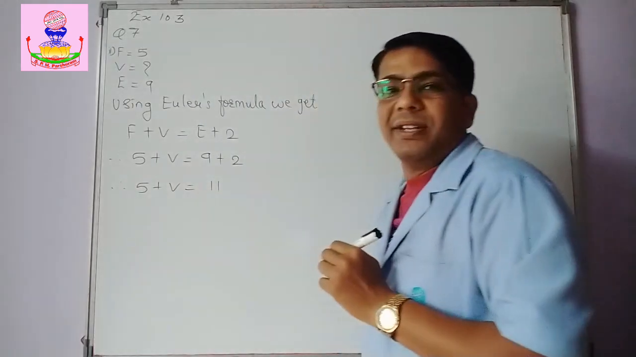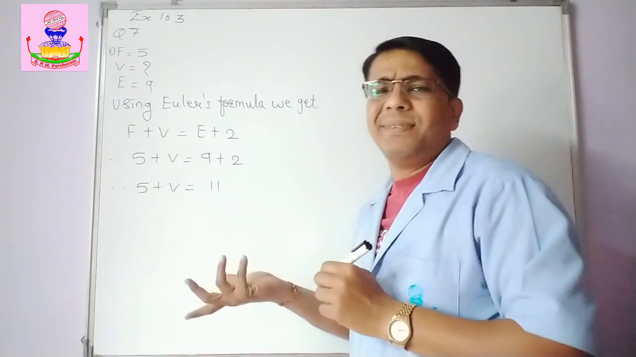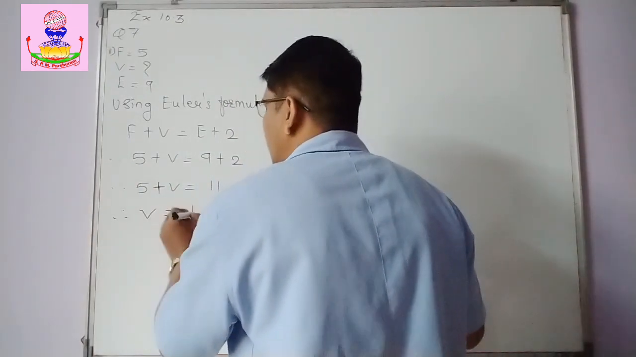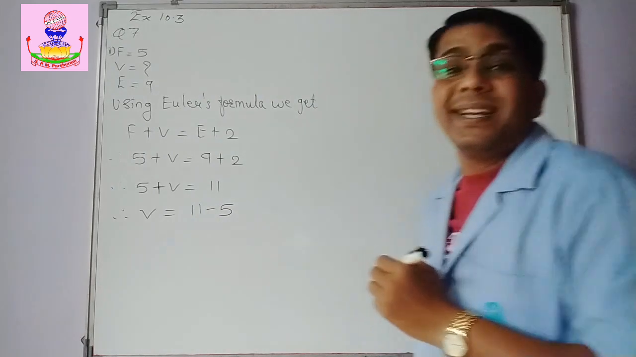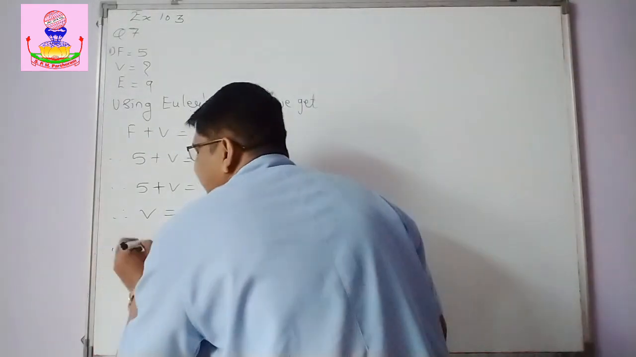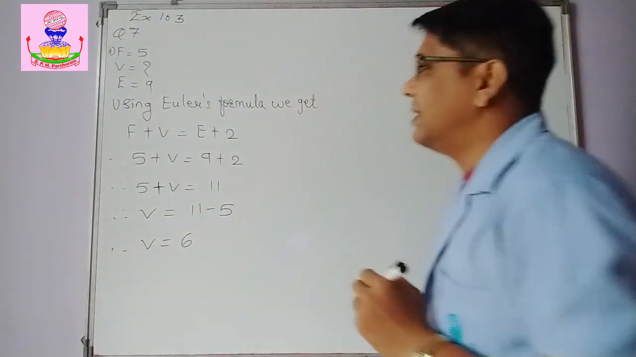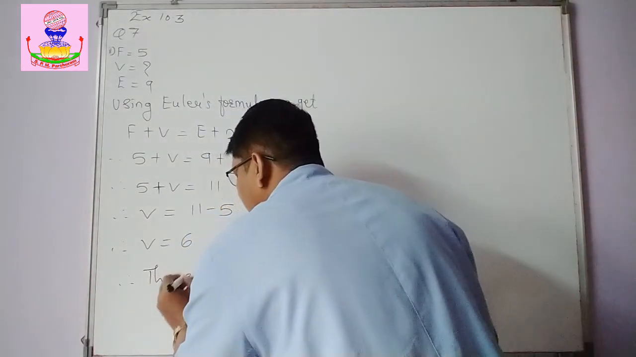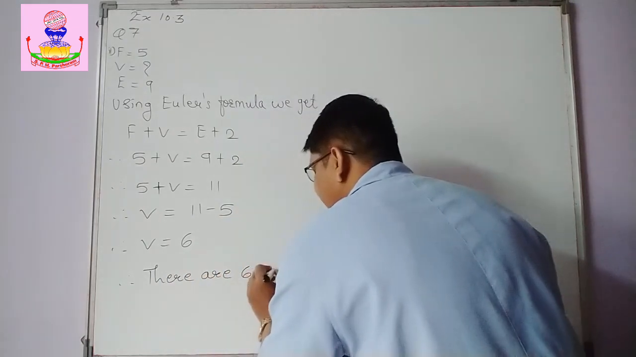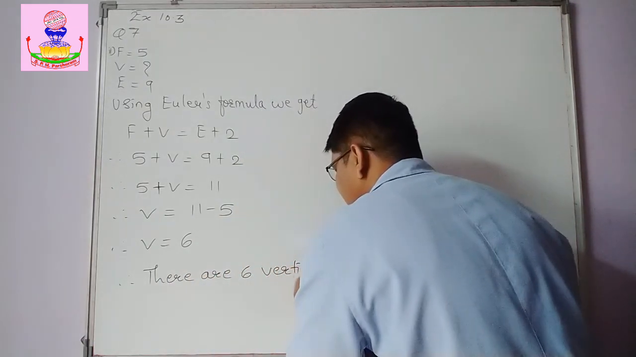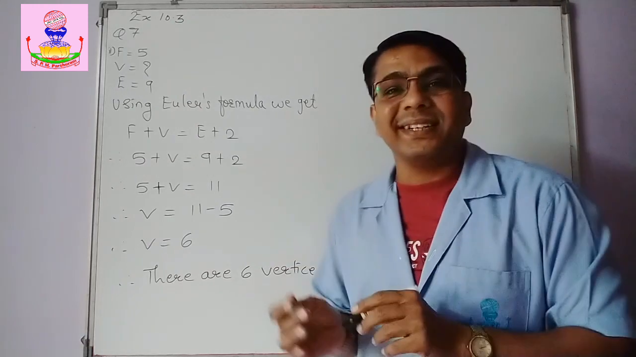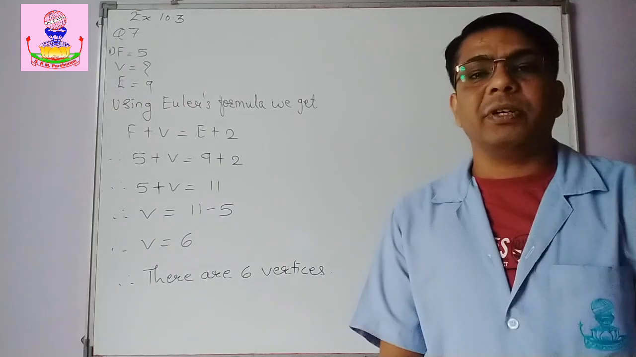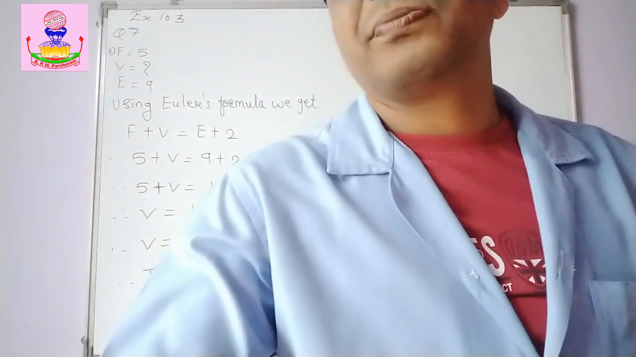So 5 plus V is equal to 11. Bring this 5 to this side. It will become subtraction. So V is equal to 11 minus 5. And 11 minus 5? Yes, 6. So how many vertices are there? 6. Therefore, there are 6 vertices. So first and third you will do. Now the last question of this topic, question number 8.